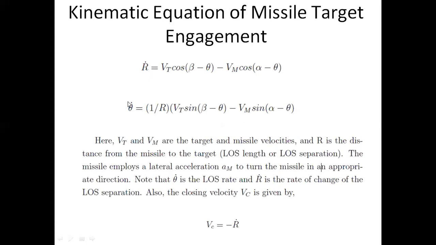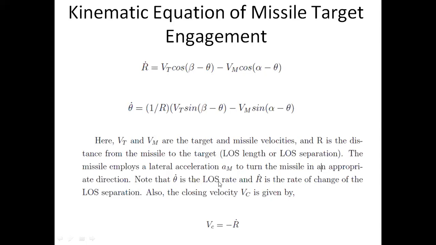Now, if you want to find the rate of change of theta, or the angular rate of change of LOS, you differentiate equation 1 with respect to time. Instead of R, you multiply with theta and take d theta by dt. So it becomes R into d theta by dt equal to Vt sine(beta minus theta) minus Vm sine(alpha minus theta). That will be your angular change of LOS, or theta dot.